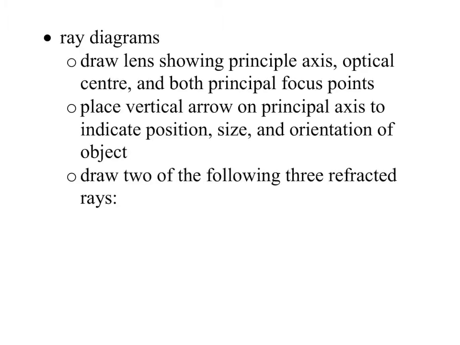All right, so for our ray diagrams, we're going to draw a lens. We're going to have the principal axis going through that optical center, and then we have to label both focal points, but that's probably already going to be given to you. So then, just like yesterday, we're going to place a vertical arrow to show what the object is or where the object is on the principal axis. That'll indicate its position, size, and orientation.